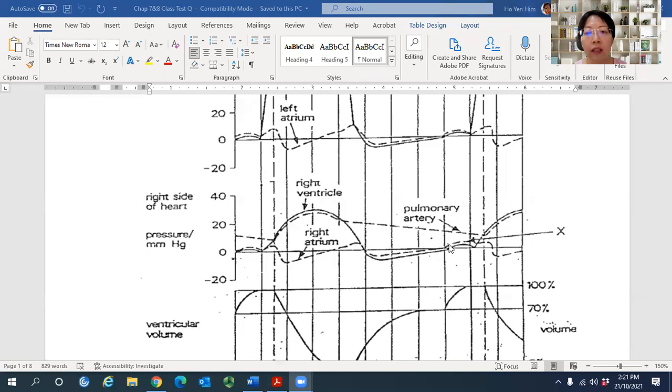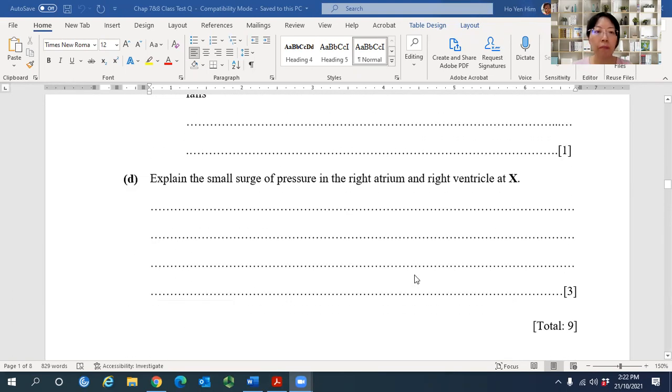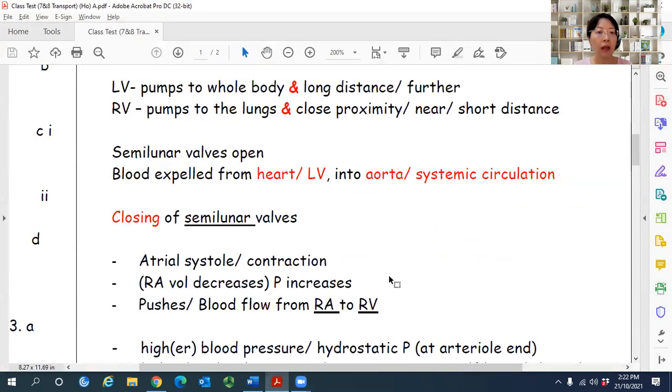Then over here, the sudden surge is because atrium contracts to squeeze the remaining 30% of the blood. The 70% flows in passively. 30% flows in because it's being squeezed by atrial systole. So the answer for D, why is there a small surge? Because of atrial systole. So this is the name of the process. You always give the name, you get 1 mark. The name of the process is atrial systole.